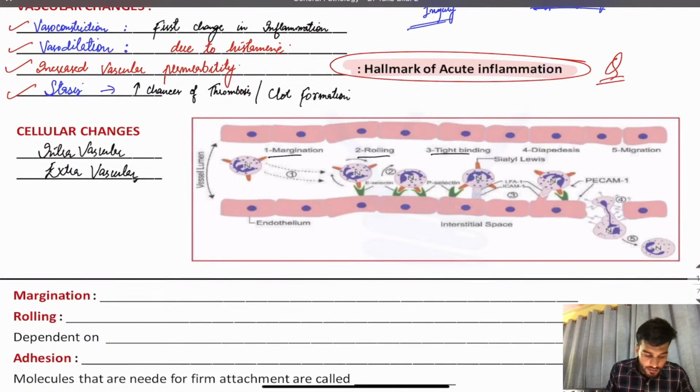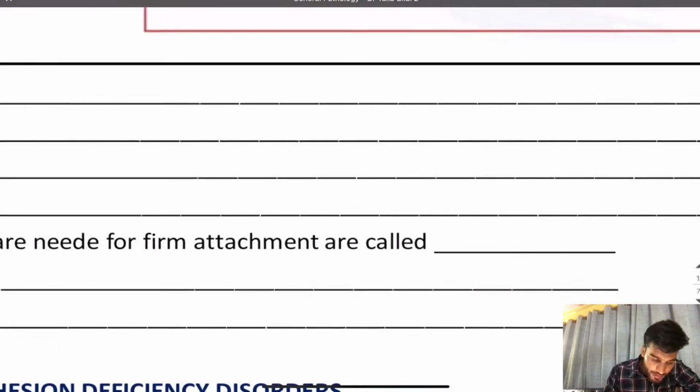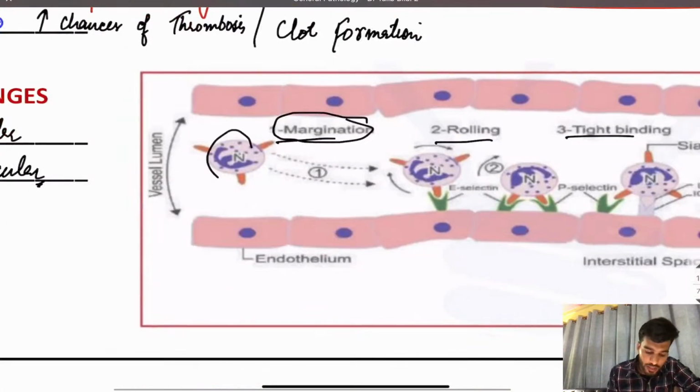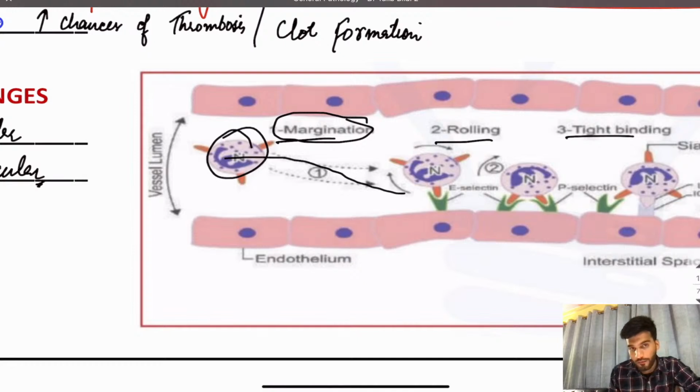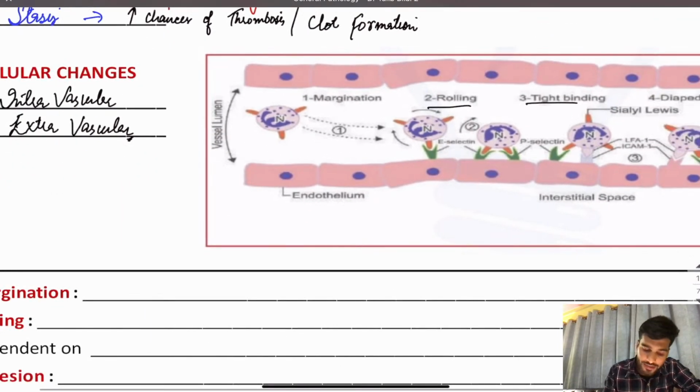So starting with the first, intravascular, the first change that we are going to talk about is margination. What is margination, guys? Remember, it's the movement of WBCs from the center towards the periphery. Now this WBC is moving from the center towards the periphery, and such a process is called margination.